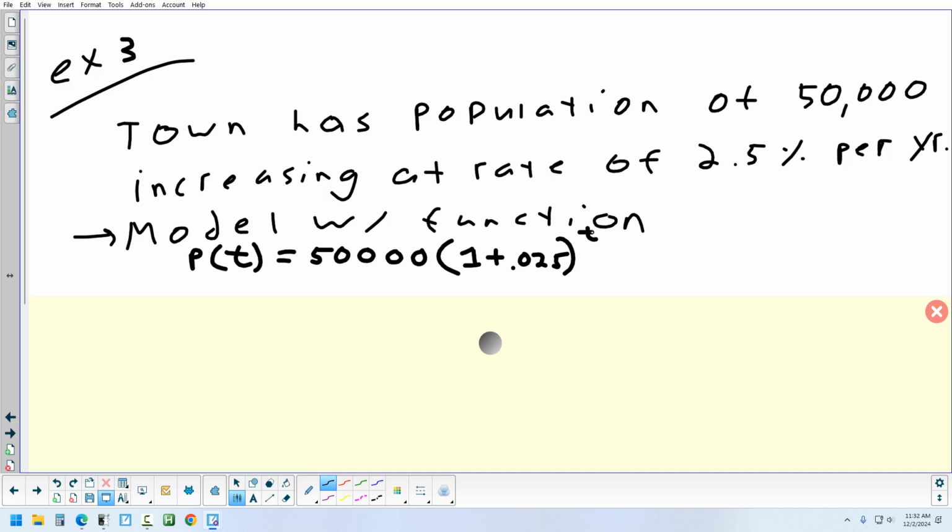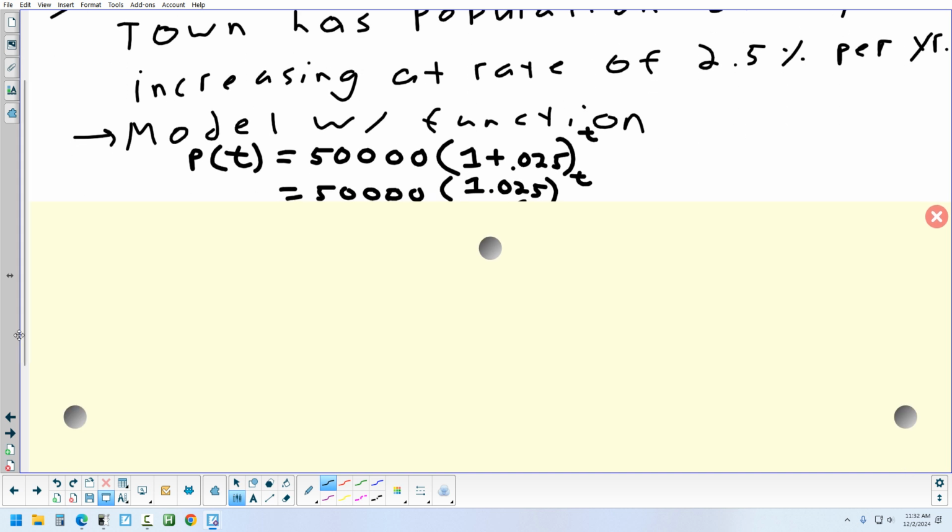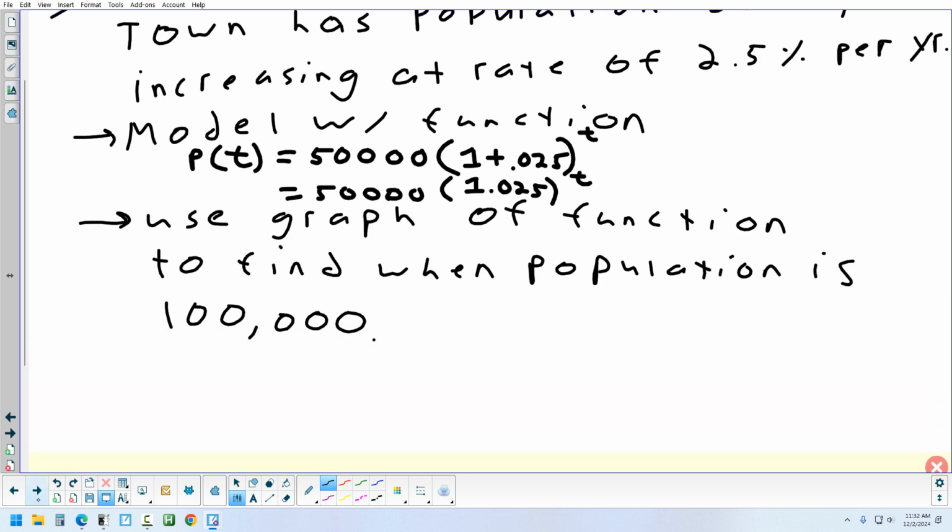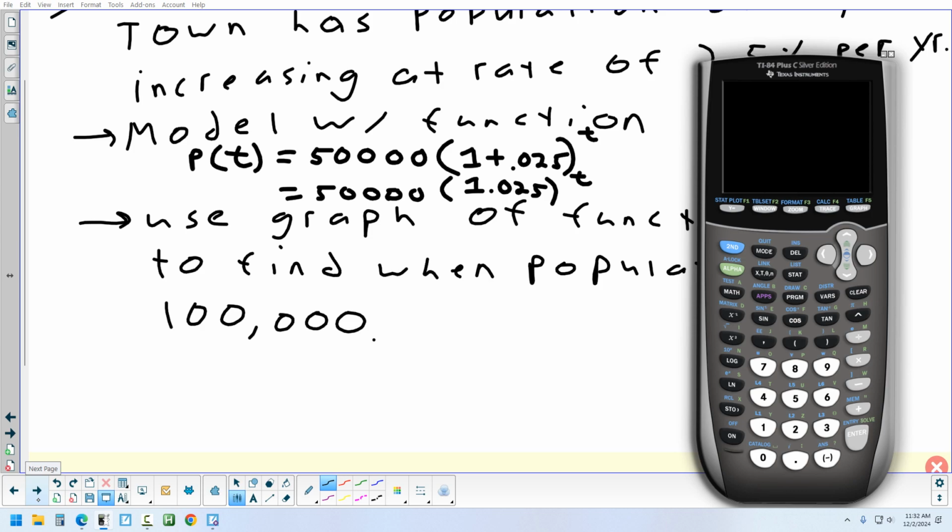So when I combine these together, that's going to be my final answer. 50,000 times, what's 1 plus 0.025? 1.025 to the t. So that's the first part. Model it with a function. And now the second part is graph that and figure out when the population hits 100,000.